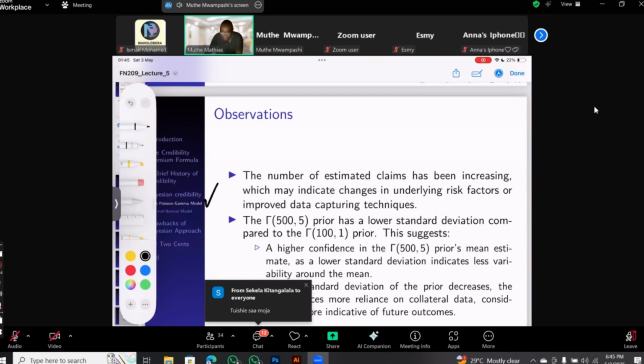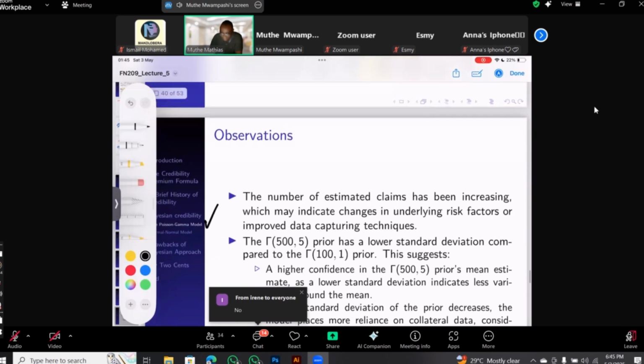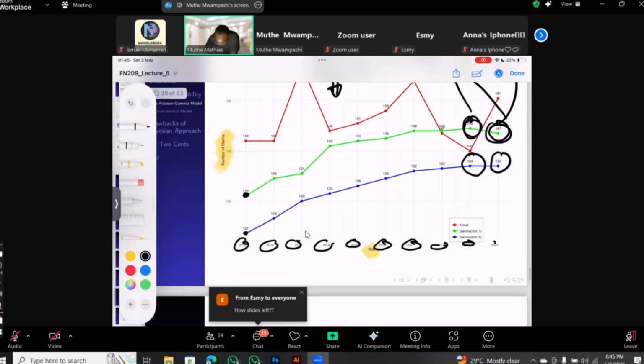Tuishie saa moja. Okay, tuishie saa moja. I think that is a good observation, right? So let us end at okay, okay, to cover tu muda basi uishe.